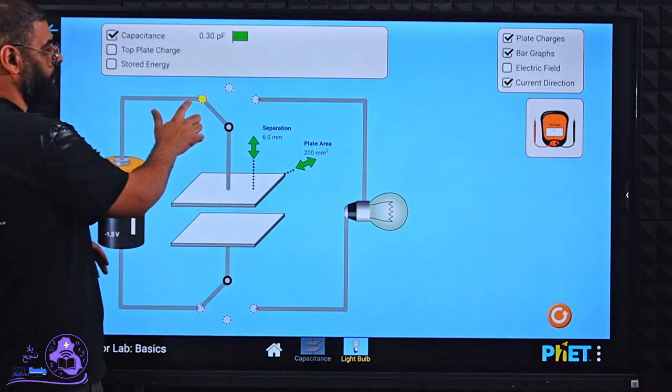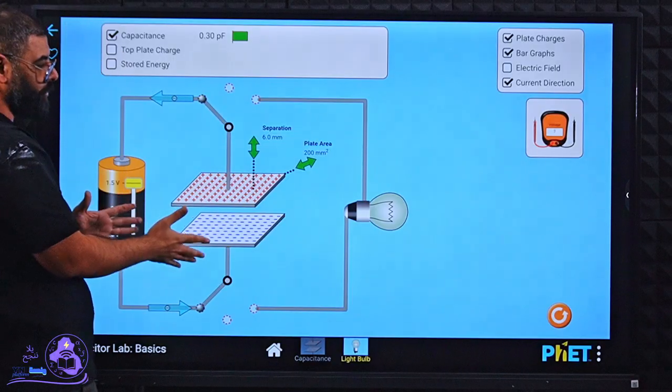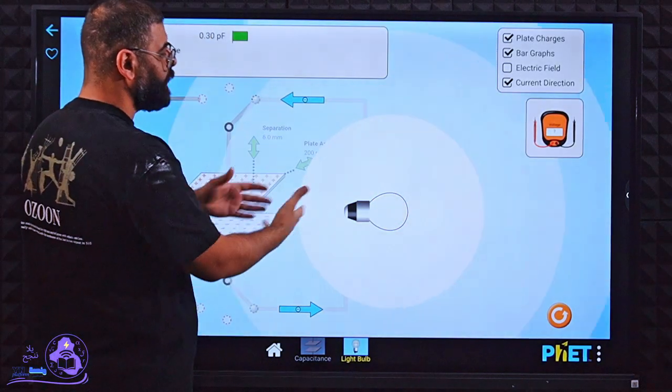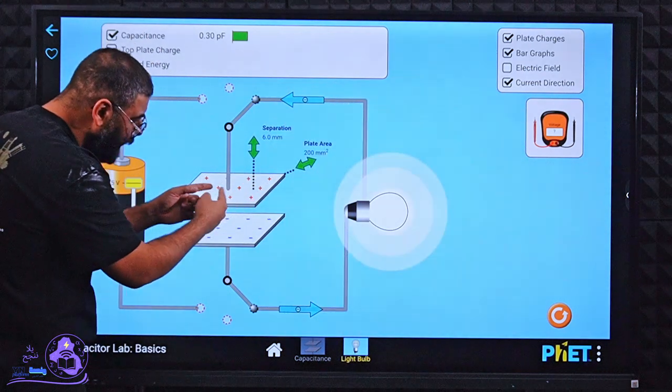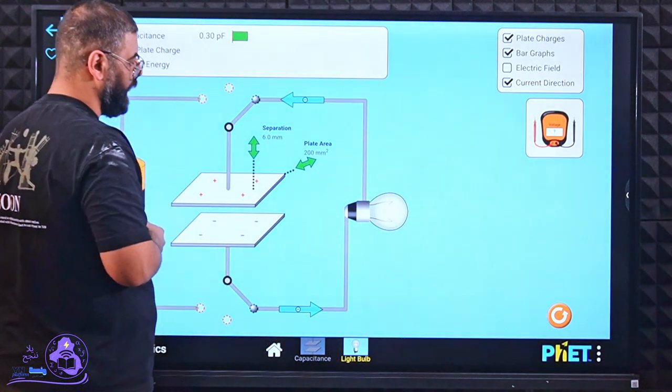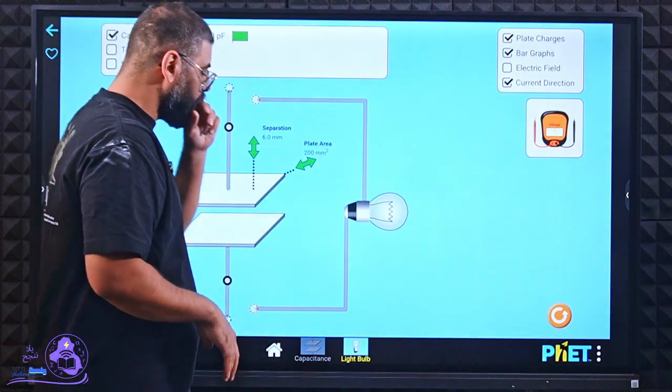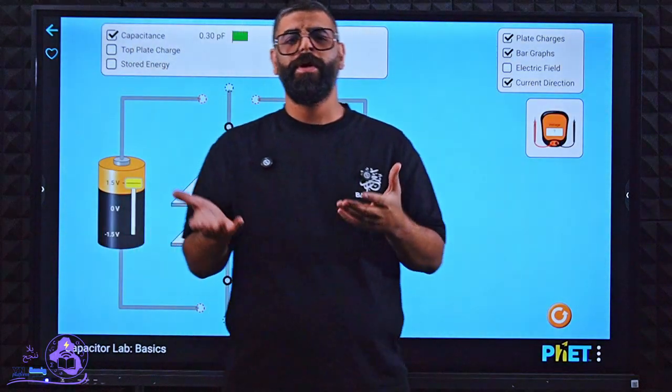Let's repeat it again. So we will charge it. It's full of charge. Then we disconnect it. Then we connect it to the light. And we see the light works until all these charges have vanished. This is a good idea. So right now, we know what a capacitor is.